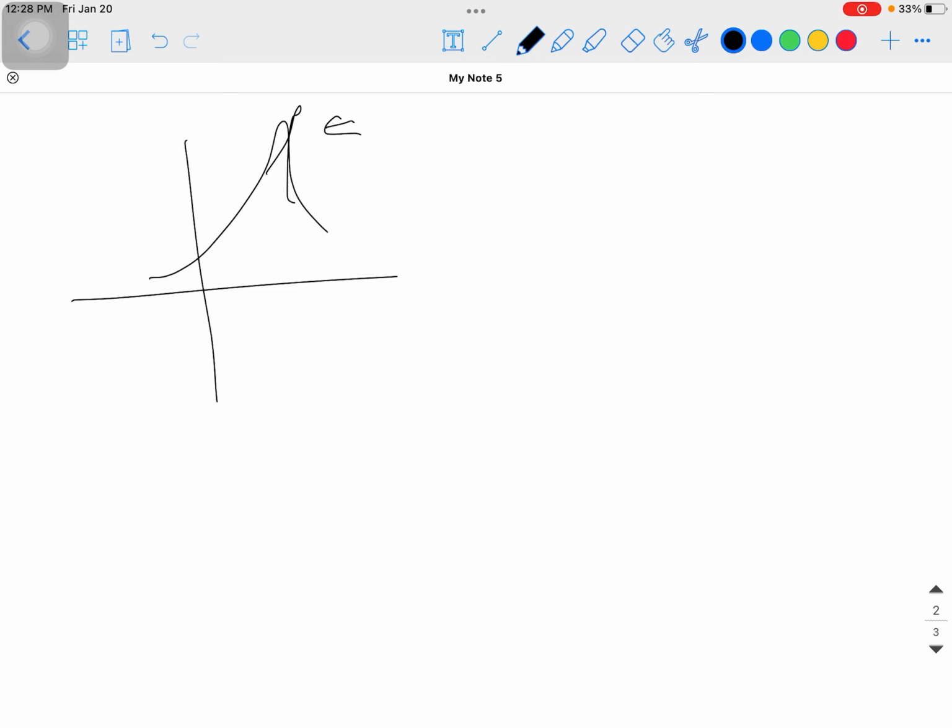So one way to think about this is to consider the behavior around a point. So let's look at an actual example. We'll start with an easy one.